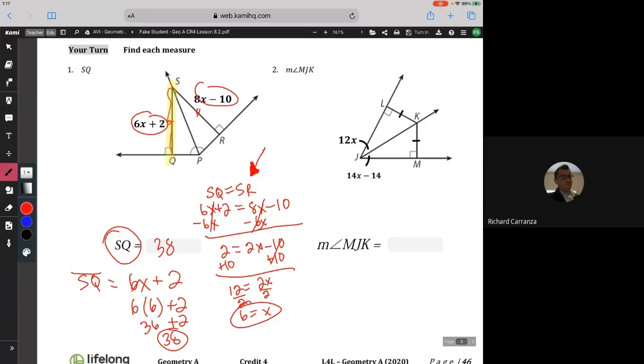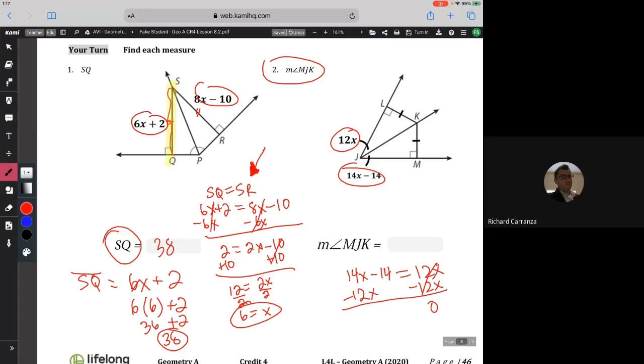Same thing with number 2. Guess what we're going to do with these two? We're going to set them equal to each other the same way. So 14x minus 14 is equal to 12x. So I'm going to go ahead and subtract 12x from both sides. I end up with 0 on this side, and over here, I end up with 2x minus 14. I'm going to go ahead and add 14 to both sides.